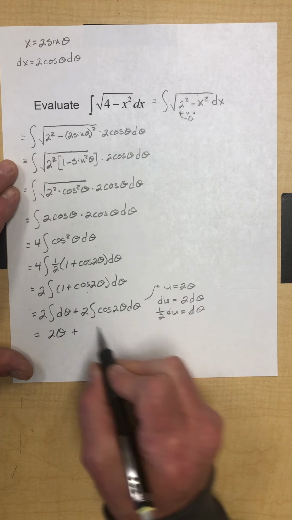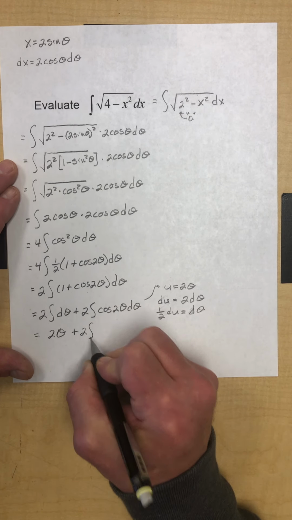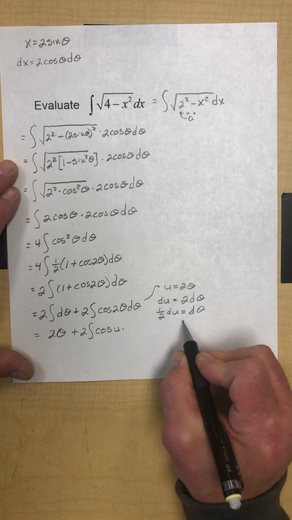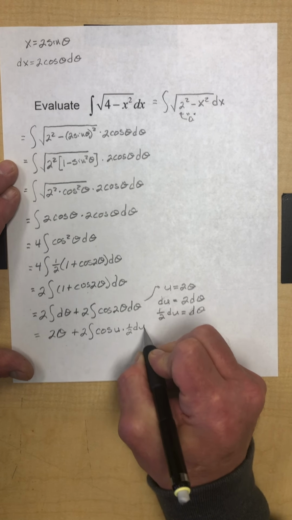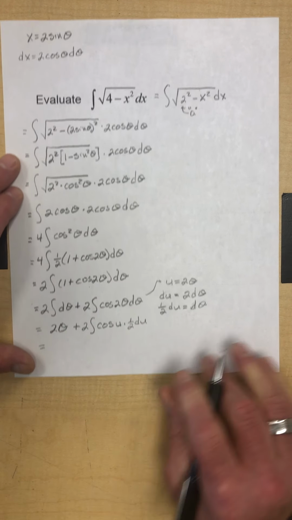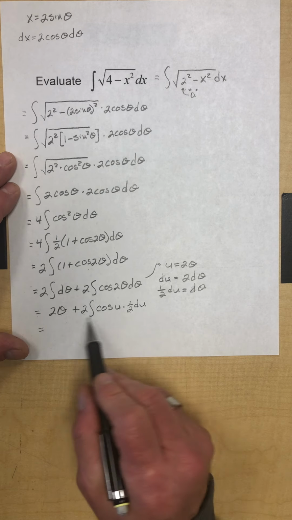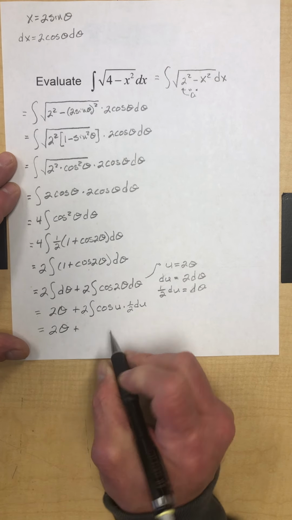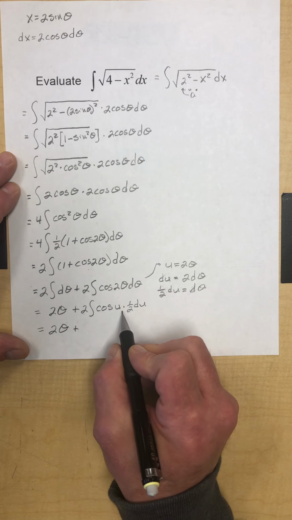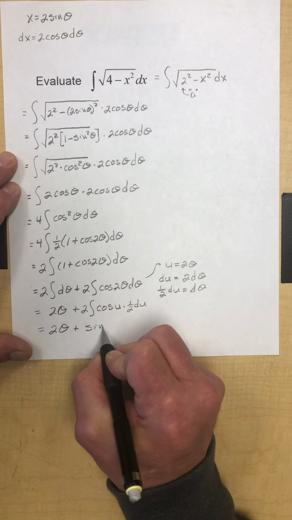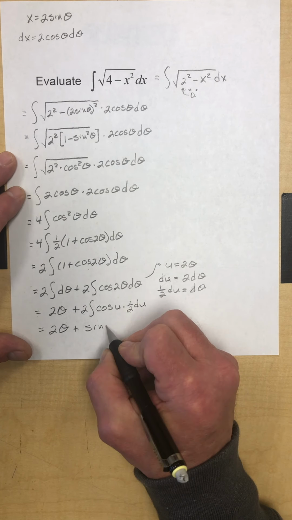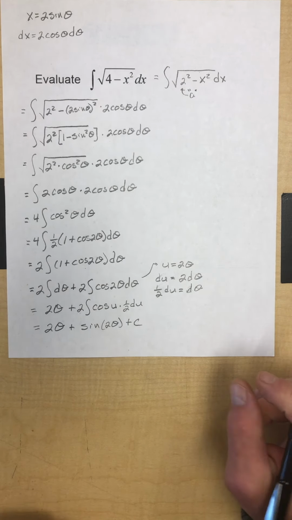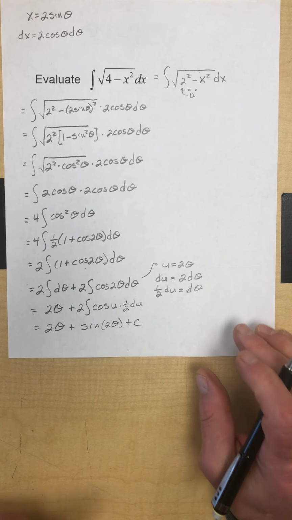So we use this back in here, so I've got the 2 out front. This would be cosine of u times 1/2 du. I've got a constant multiplier here, 2 times 1/2, so that's just 1. So I've got this 2 theta plus the 2 times 1/2 is 1, the integral of cosine of u, so that just gives me the sine of u plus c, so it'd be the sine of 2 theta. So we're close to being done, but not all the way done.